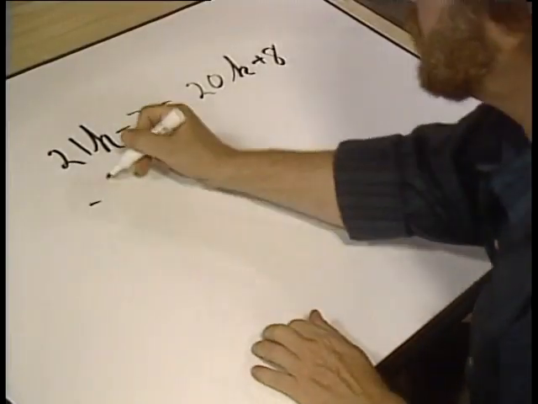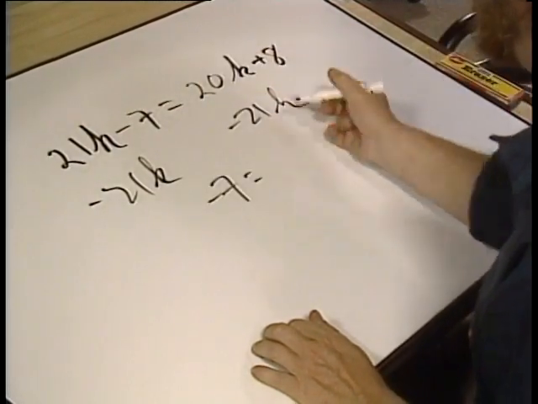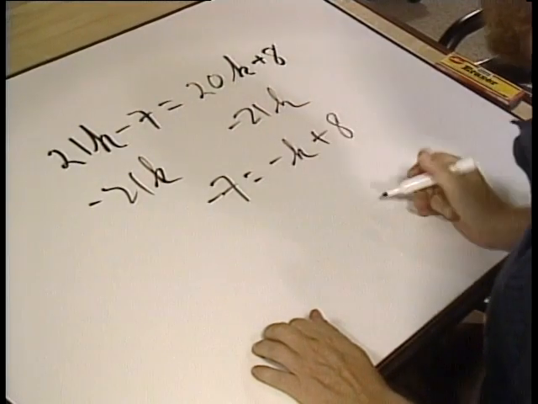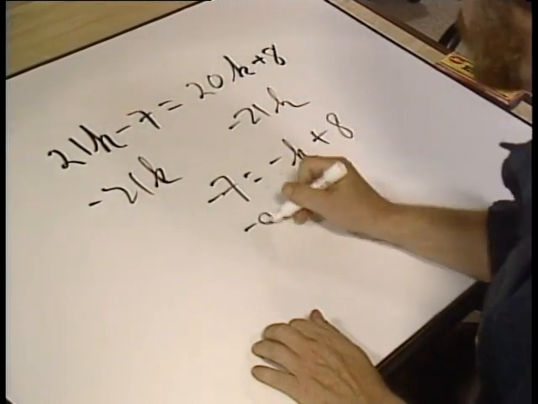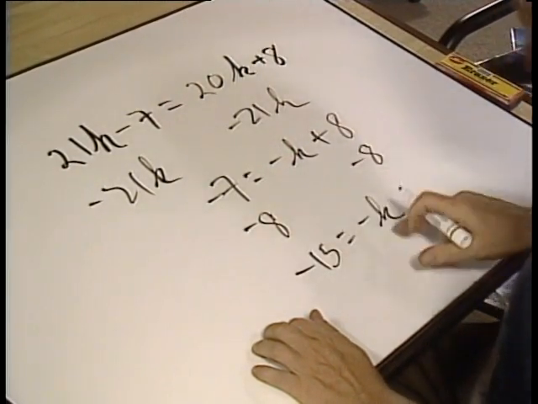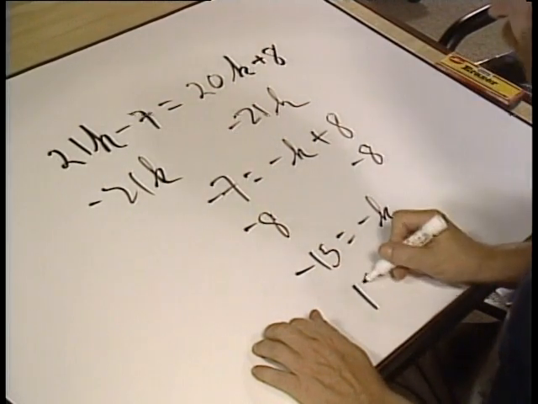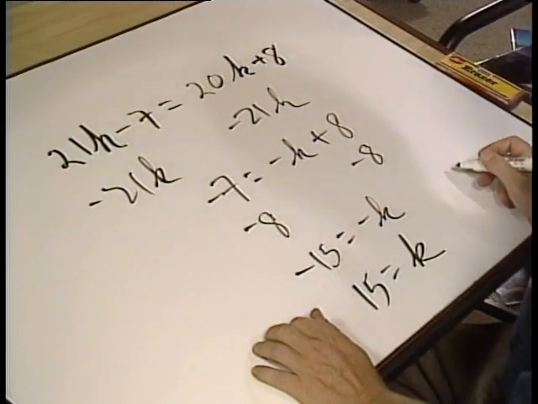It's worth mentioning here that it doesn't matter which side of the equal sign you decide to get the variable on. It's really just a matter of convenience. For instance, in this equation, we could have just as easily subtracted 21k from each side. 21k minus 21k, which gives us -7 equals -k plus 8. Then we want to get the variable alone, subtract 8. We get -15 equals -k. But we're not asked to solve for -k, we're asked to solve for k. So multiply both sides by -1, 15 equals k, which is just what we got before.